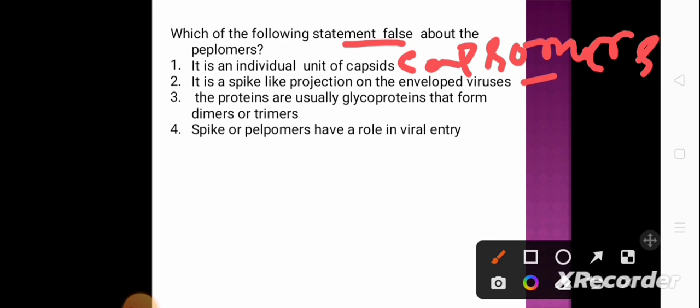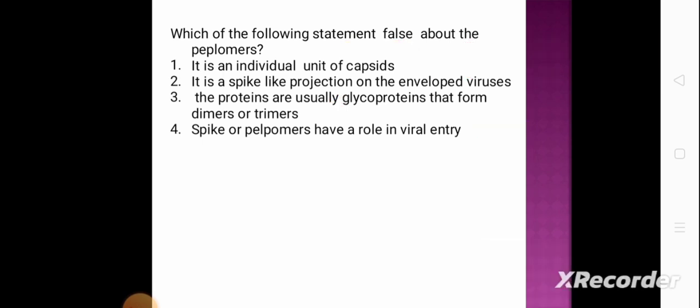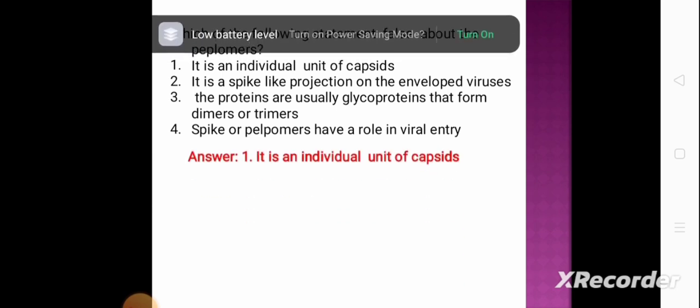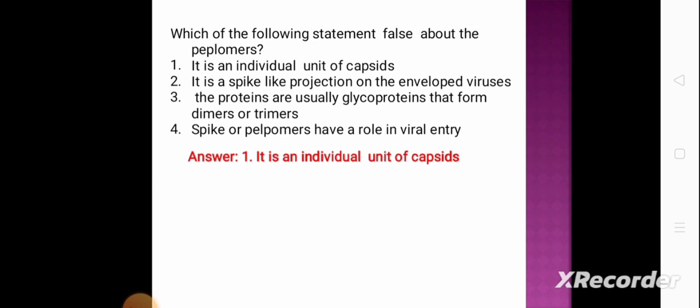The proteins that are usually glycoprotein that forms dimers or trimers. Peplomers are usually glycoproteins that form dimers or trimers. The fourth option, spikes or peplomers have a role in viral entry, is also correct. So the answer will be: it is an individual unit of capsid. Option 1.